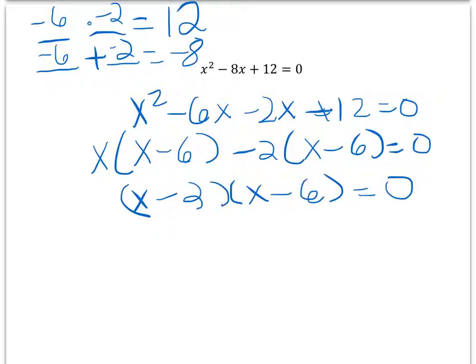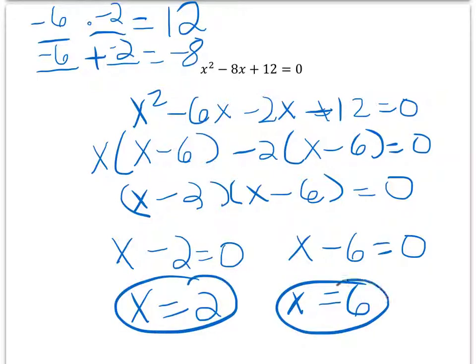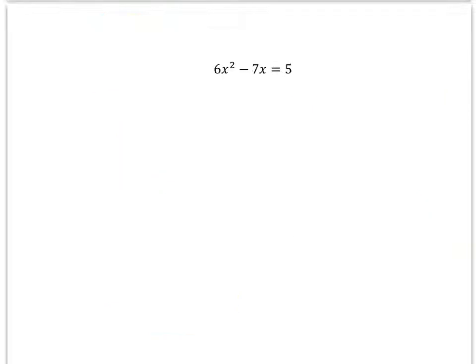So now is going to be the new step. We take each of these variable factors and set them equal to 0. So in one case, x could be 2 or x could be 6. So these are the solutions.